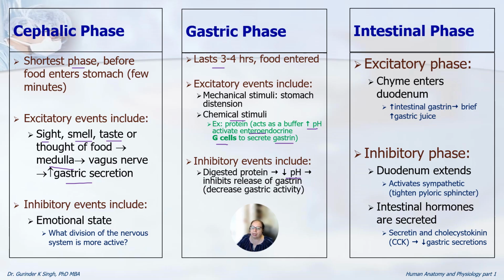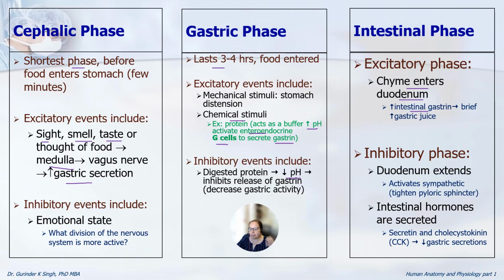And then we have the intestinal phase, in which the chyme is going to enter into the duodenum. As the chyme enters into the intestine a little bit at a time, approximately 3 ml at a time, that's going to start increasing the secretion of intestinal gastrin, and also increases the gastric juices. That's the excitatory phase occurring.